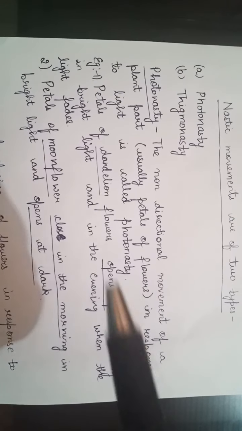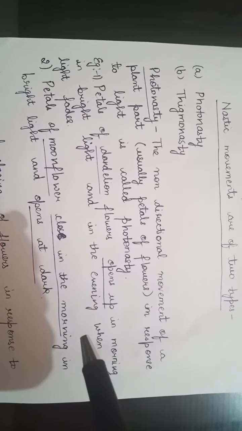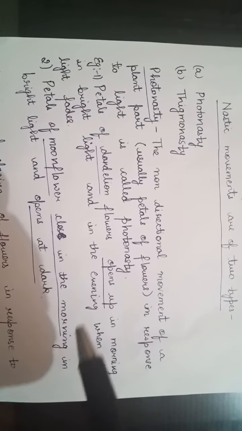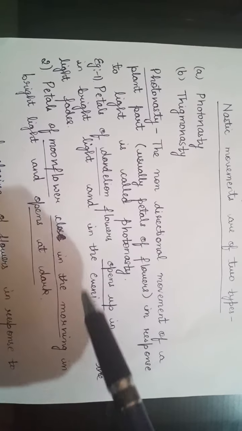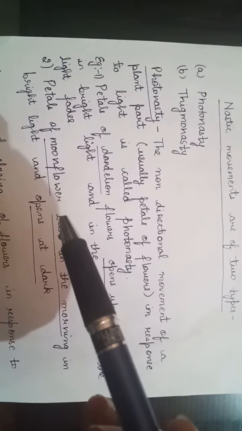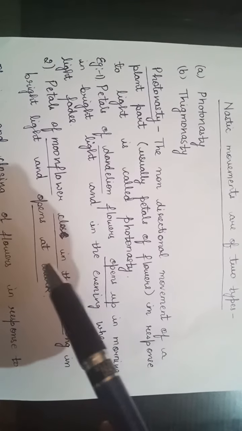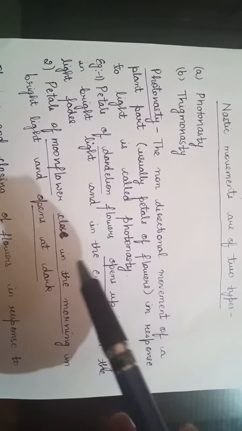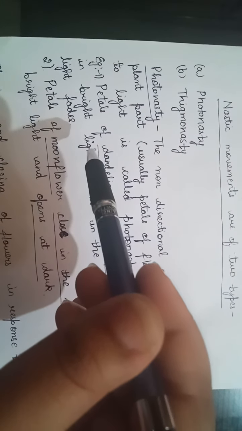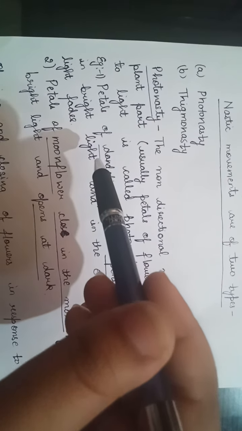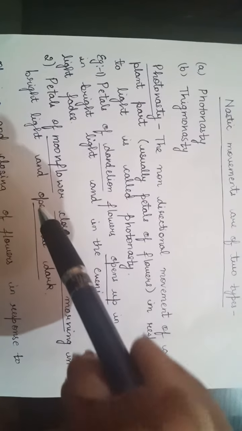And the petals of moonflower close in the morning, in the bright light, and in the dark they open up. So there is a different, opposite response. Here in this case, in the bright light the dandelion flowers open up, and in the moonflower, in the dark, the petals open.